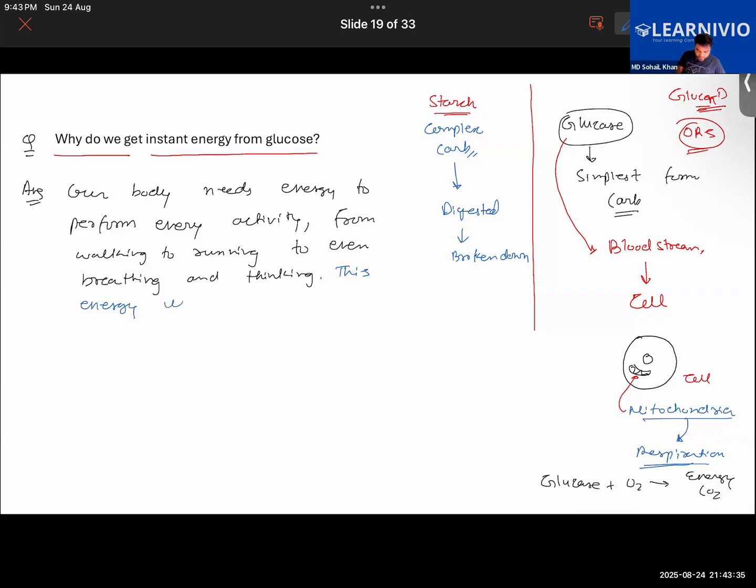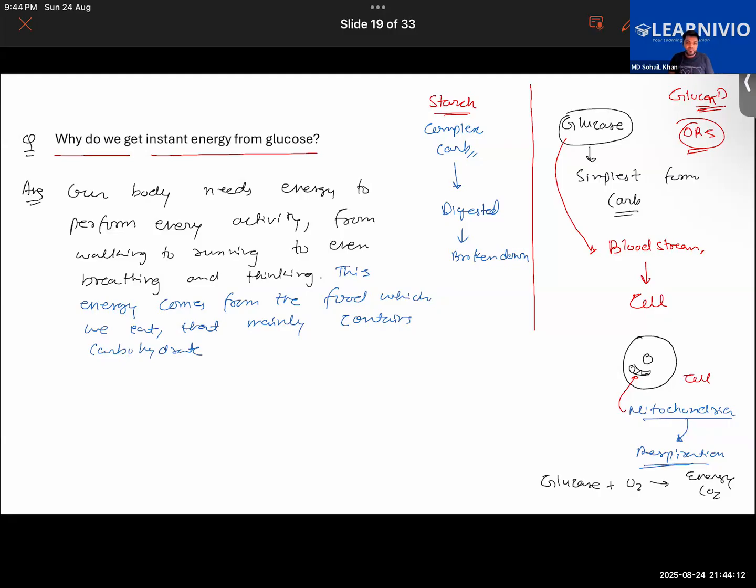So this energy usually comes from, we should simply write, this energy comes from the food which we eat that mainly contains carbohydrate. The food that we eat, like chapati, right?